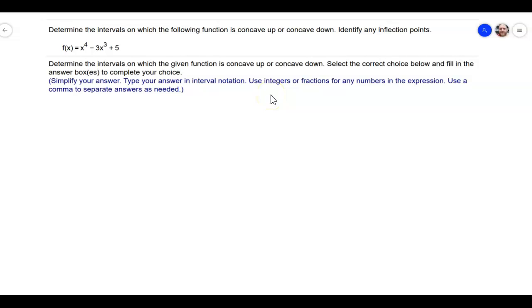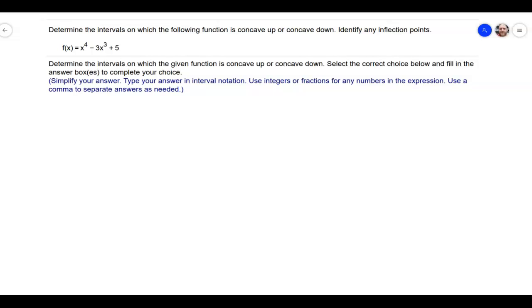Today I want to go over an example from section 4.3. This is using the derivatives and the second derivatives to help us graph these curves. It says determine the intervals on which the function is concave up or concave down and identify any inflection points. I think we've done a lot of this in our pre-calculus classes, but let's talk about what an inflection point is, and then we'll use a test point method in order to do this.